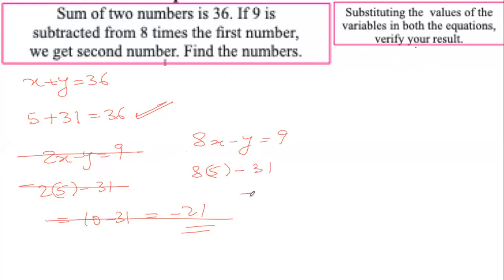Let us see what happens. 8 into 5 is 40 minus 31 equals to 9. So the second equation is also proving to be correct. Now we are sure that our solution is correct. Confirm that you understood how verification is done. And I remind you, you will do this verification in fair only if the question asks you to do. If the question has not asked you to verify, you can do this in the rough.